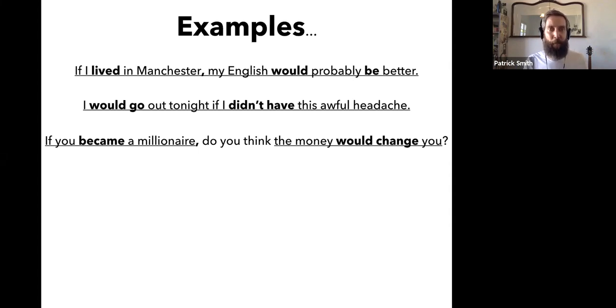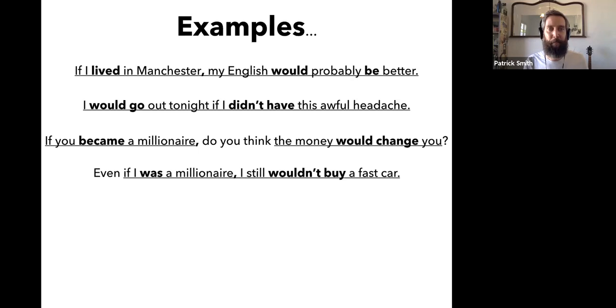Okay, great. So next example. Okay, even if I was a millionaire, I still wouldn't buy a fast car. So what have I done this time? I've changed it a little bit, haven't I? In this case, I've used even if. Even if. Okay, but it's still a second conditional. It's still grammatically a second conditional.